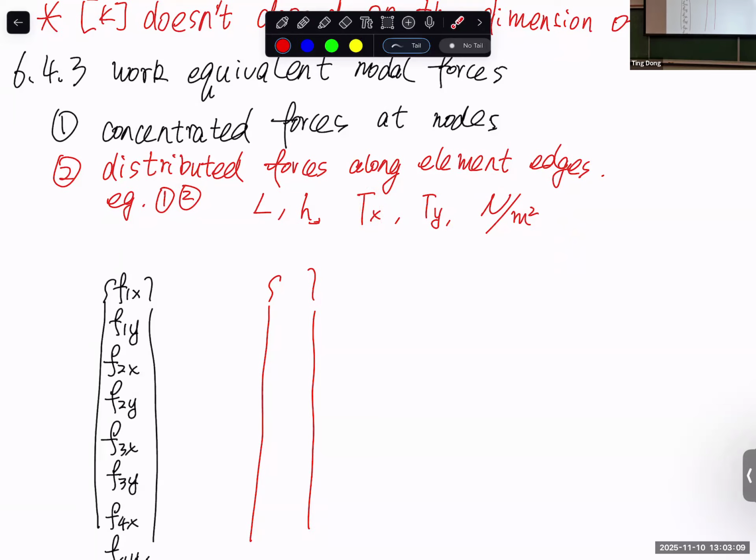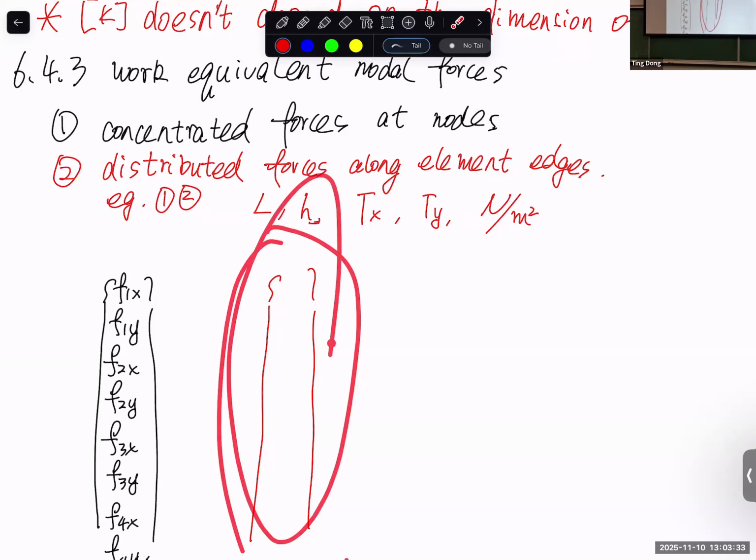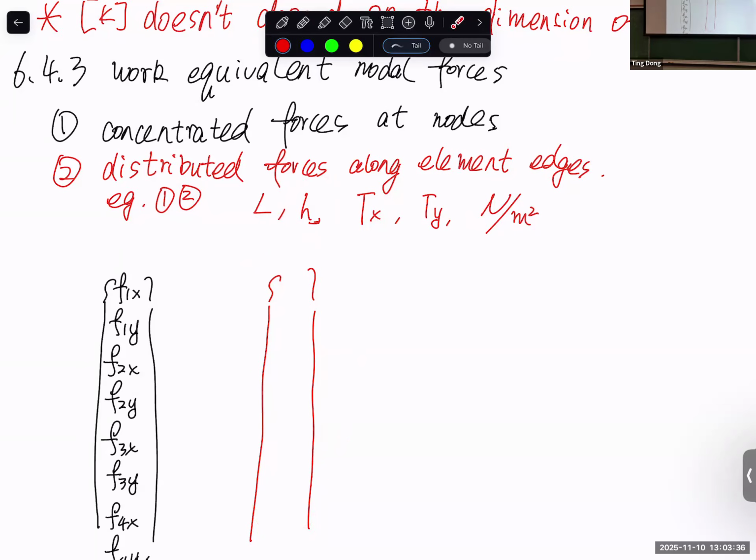Wait, let's say this is node 1, this is node 2, node 3, node 4. It's only applied on edge 1, 2. There's nothing applied on edge 2, 3, 3, 4, or 4, 1. So let me ask again, what are the 8 components? 8 components in the vector. For F1x and F2x. So all the way up to x.